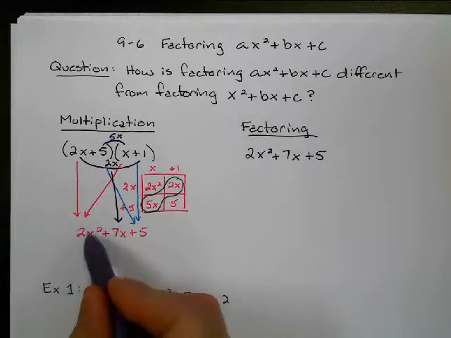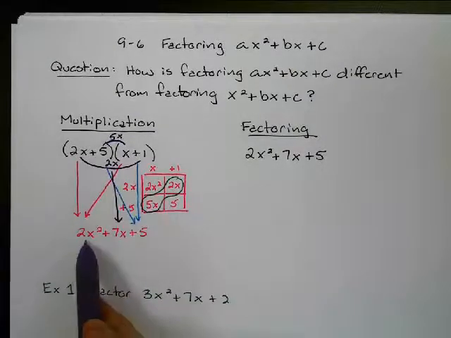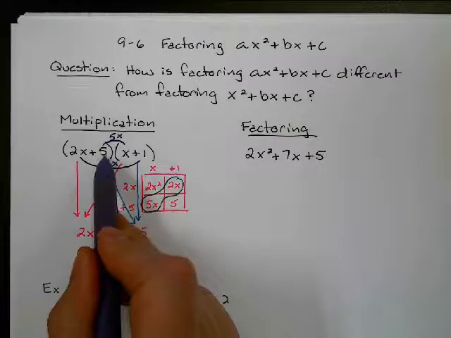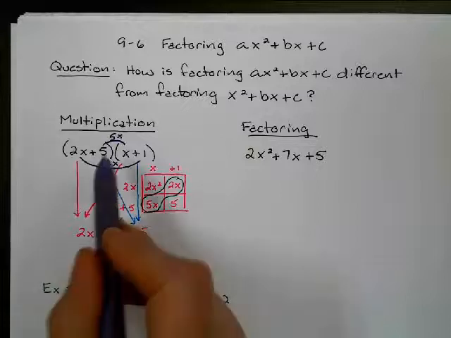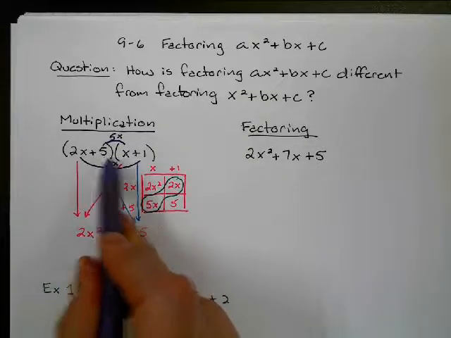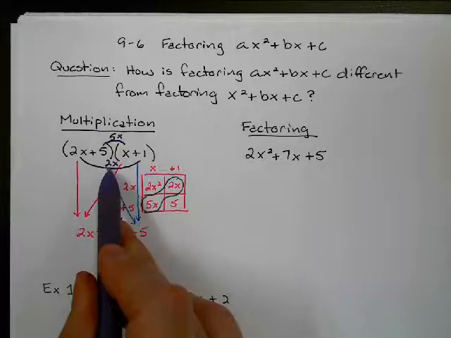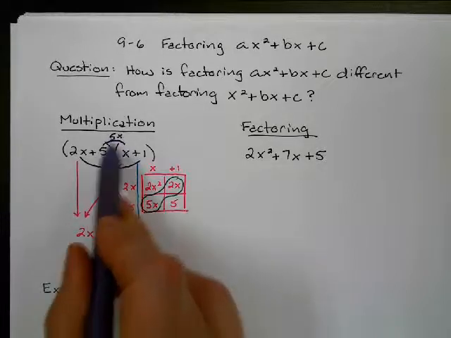Okay, so this front number comes from these two being multiplied. The back number comes from the back two being multiplied. But this middle number comes from combining the 5 times x and the 2x times 1. This is where the complexity comes in.